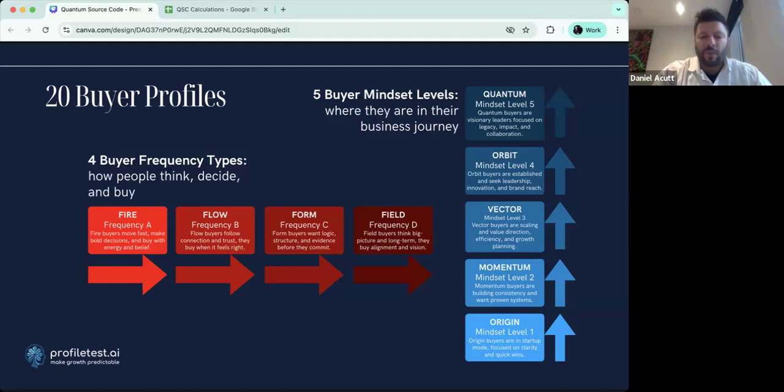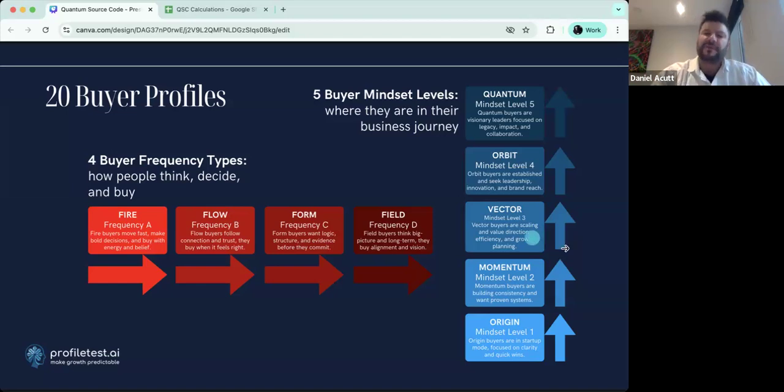So these people are also super busy. So selling to these people is really difficult in a way, because they are looking for how do they get more business, but also looking for how do they really grow their team to deliver on what they need. Vector level, which is mindset level 3, is really these people that are looking at scaling. So they are looking at how do they lead leaders as opposed to leading teams.